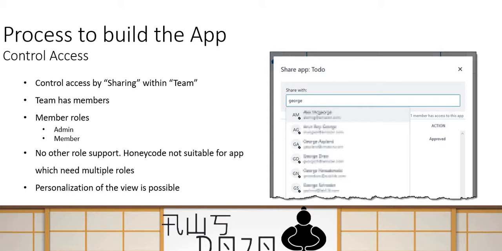So if you have a requirement where you want to maintain multiple types of roles and you want access control on the data based on that role, then Honeycode is probably not a suitable platform for building such an app. Honeycode is for building apps where a team of users can collaborate with each other using these apps to automate tasks and processes between them.